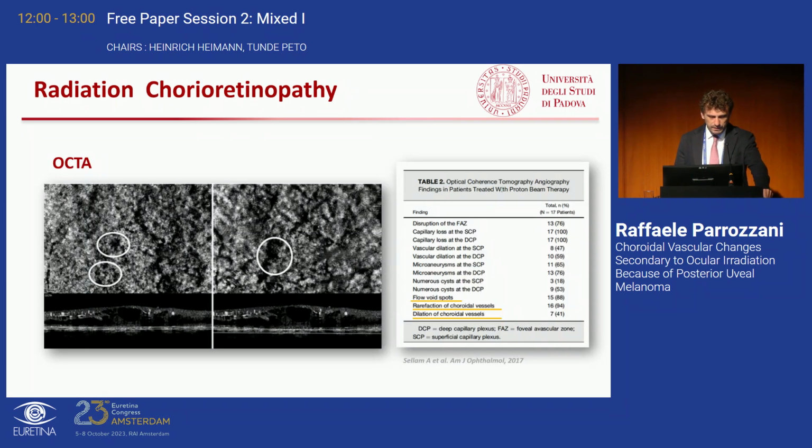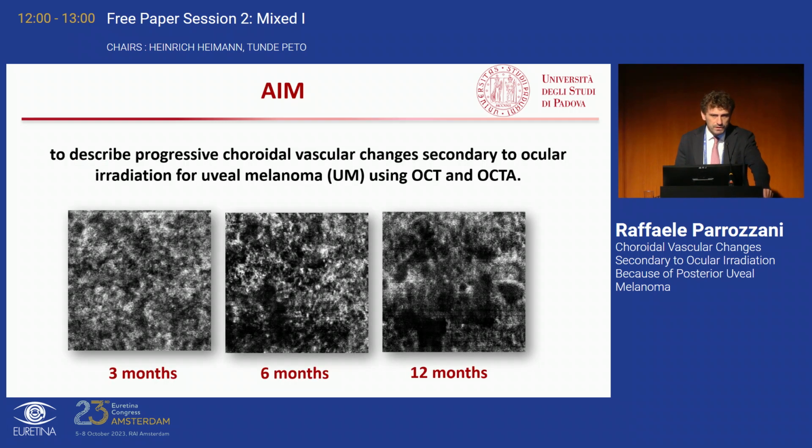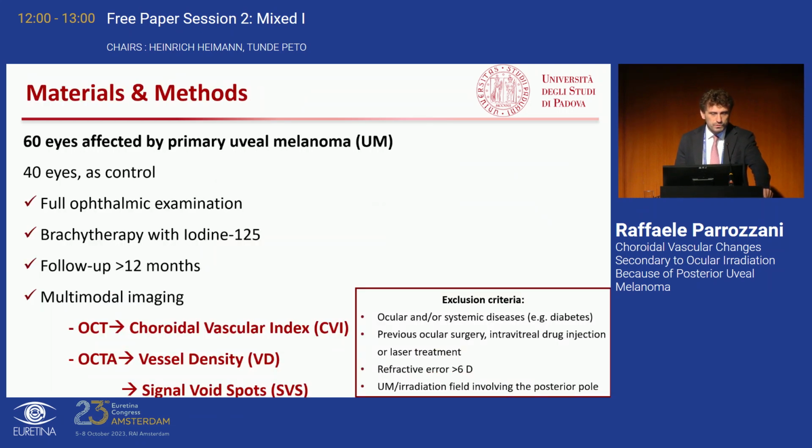But now we are in another era, the era of OCT angiography. There is some evidence about changes in vascularization, mainly ischemia of the choriocapillaris, detected using OCT or OCT angiography. So the aim of our study was to describe the progressive vascular changes secondary to ocular irradiation for uveal melanoma using both OCT and OCT angiography. We enrolled 60 eyes affected by primary uveal melanoma and 40 eyes as control.